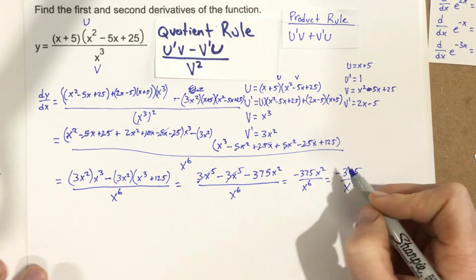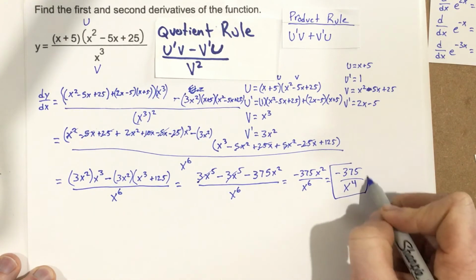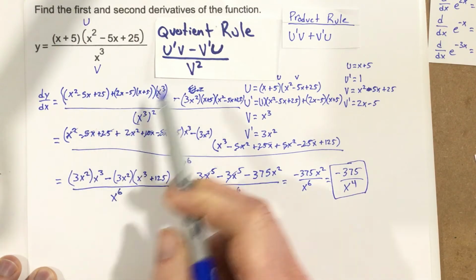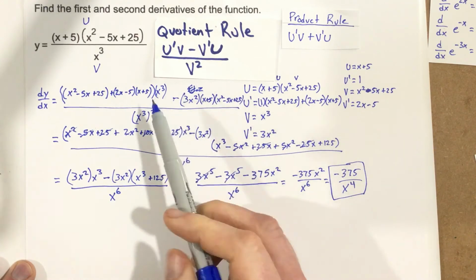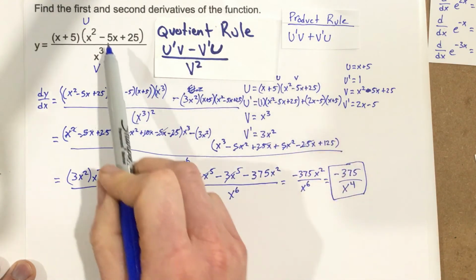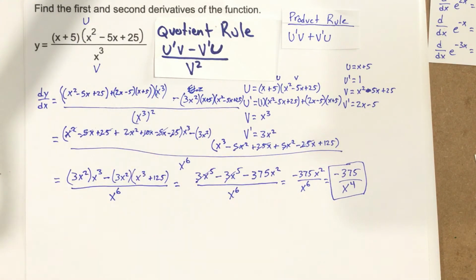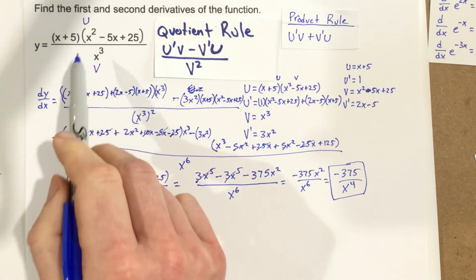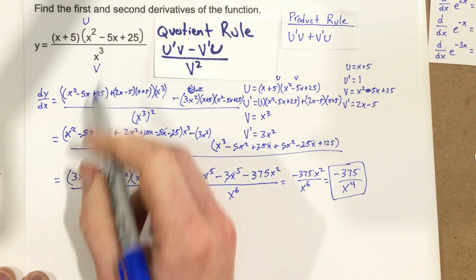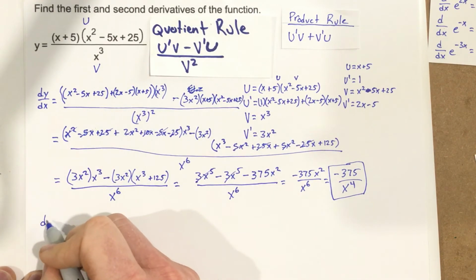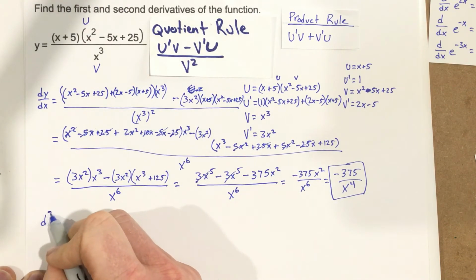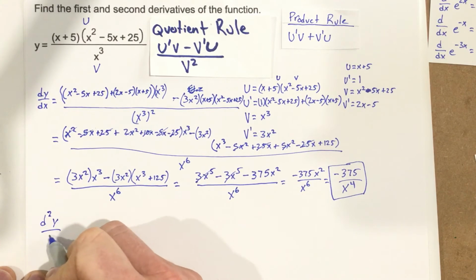So this is the derivative of y with respect to x using the quotient rule along with the product rule for this function here. Now at the end I'm going to show you what you could have done here. But before we do that, we need to get the second derivative done. Let's go ahead and do the second derivative. So that's d squared y over dx squared, the second derivative of y with respect to x.